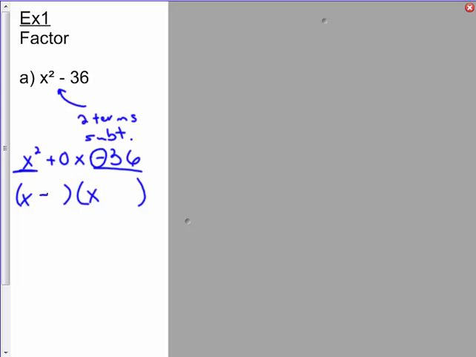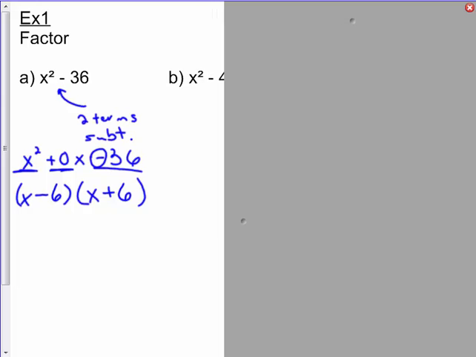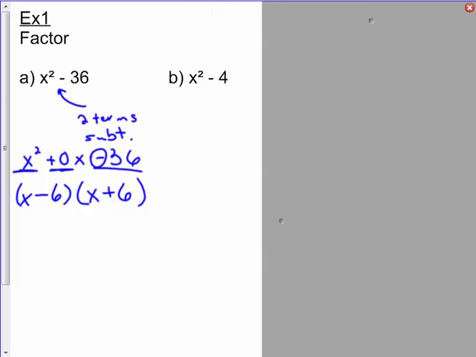Well, we know it's going to be a negative and a positive. And if we wanted 0, well, they have to be the same number. So, what's the same number, or what's the square root of 36? 6 and 6, because 6 times 6 is 36. So when you see that, a difference like that, you can think of it like this.